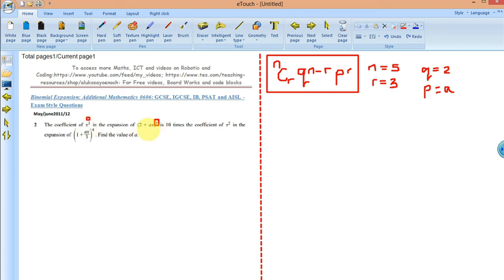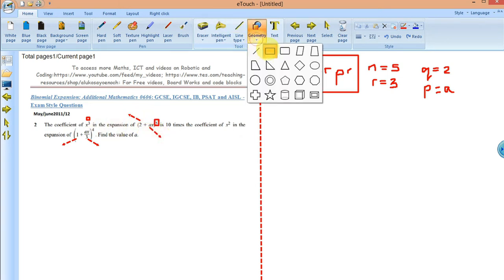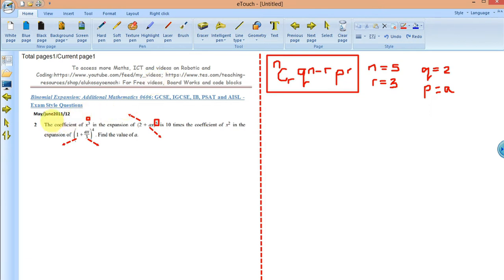For this one, this is my q, which comes before p, and this is my p. For this one here, this will be my q and this will be my p, a over 3. If you don't mind, let's make it easier for ourselves. You have to do away with the variable x, because we are dealing with coefficients here. We're only comparing the coefficients.